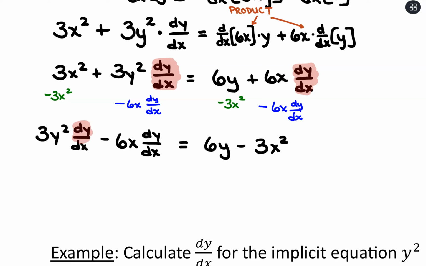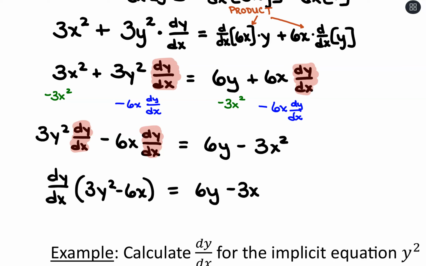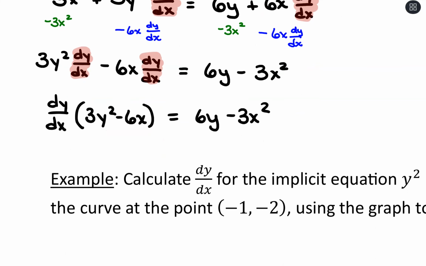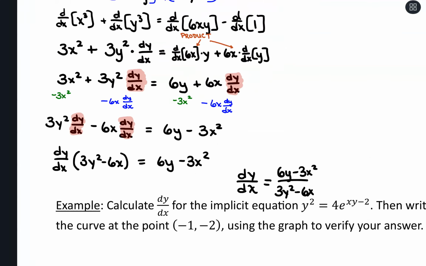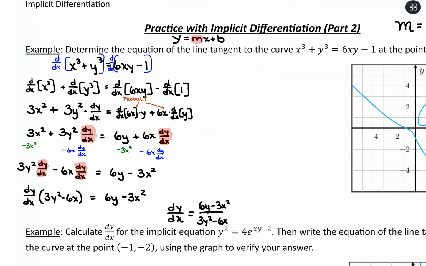And now we have dy dx together on one side of the equation, so we can factor it out. So dy dx factored out will leave us with a (3y squared minus 6x) equals 6y minus 3x squared. And our last step is to divide both sides. So we're getting dy dx is equal to, and in the numerator, 6y minus 3x squared over 3y squared minus 6x. Okay, so that was our process for taking the derivative using implicit differentiation.